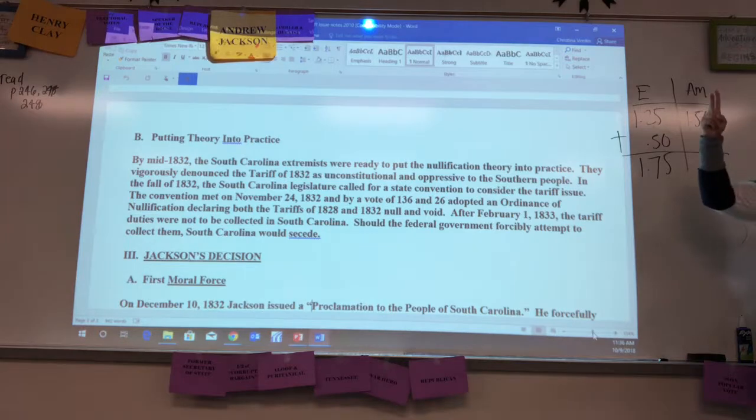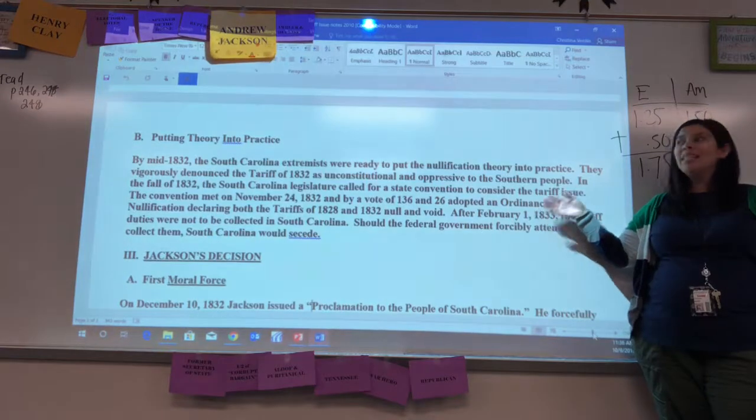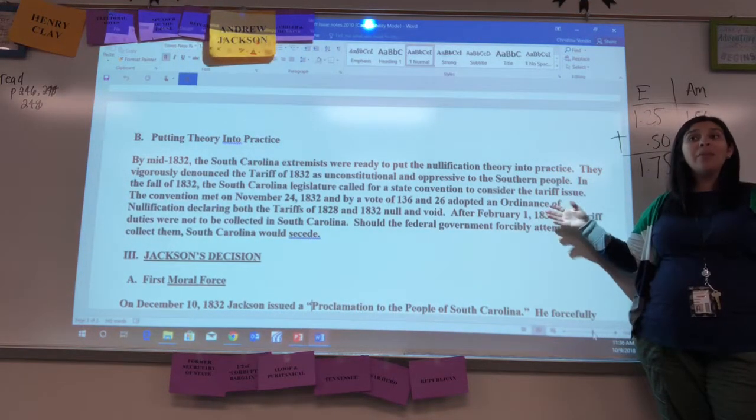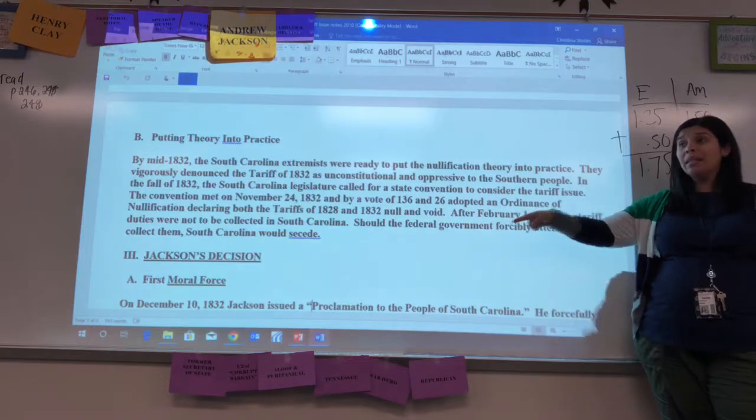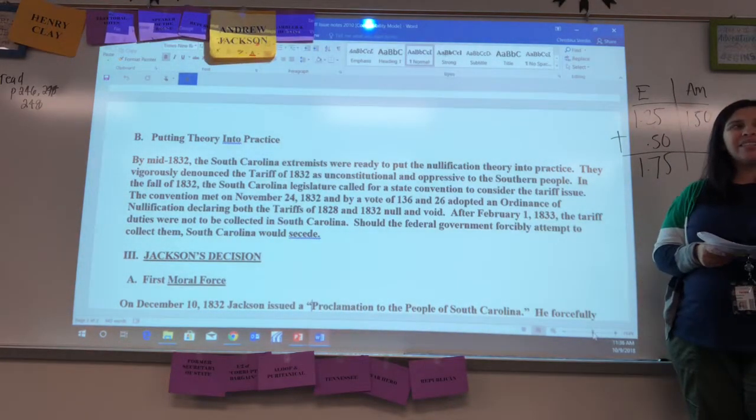So what two things did they decide? Are they paying the tariff? No. What's the other thing? If the government tried to collect it, they're going to do what? Leave. Isn't this the Civil War right here? This is a whole 30 years before it's happening. And they're coming up with the idea that if they don't like a law and they don't want to follow it, they don't have to. They will just what? Secede. Do you think Jackson's going to let them do this?